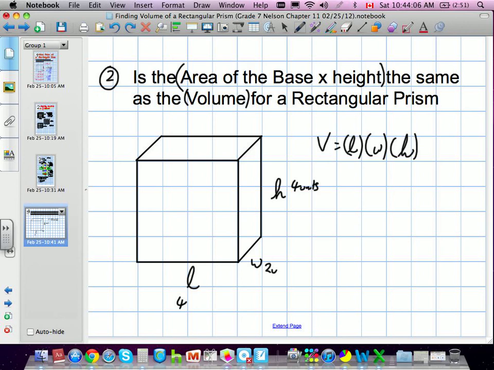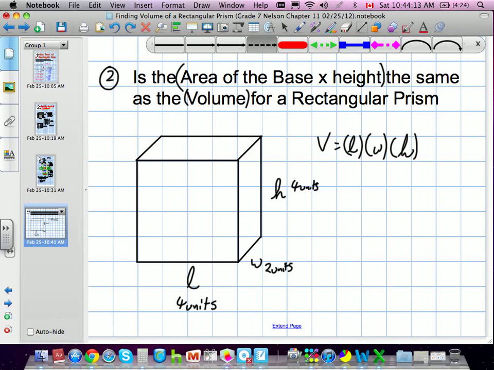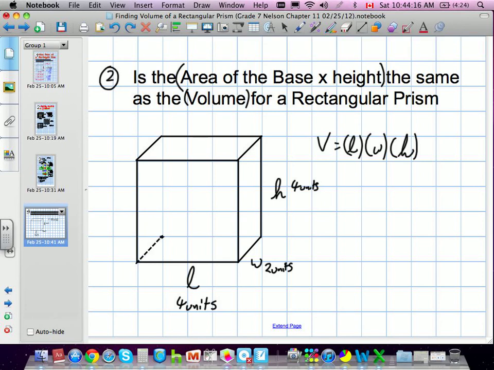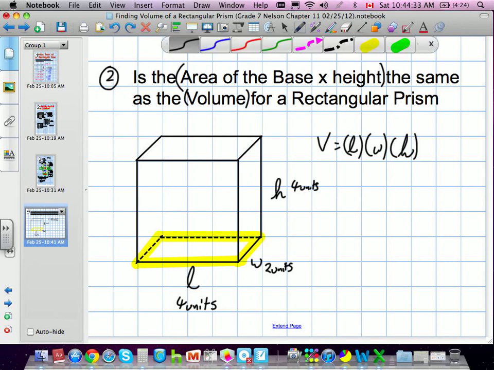But how would I find the area of the base? Will it just be 4 units, or will it have to be 4 units times 2 units? That's right. We have to do 4 units times 2 units. They want just this area right here, that area there. So what's 4 units times 2 units going to be? 8 units.